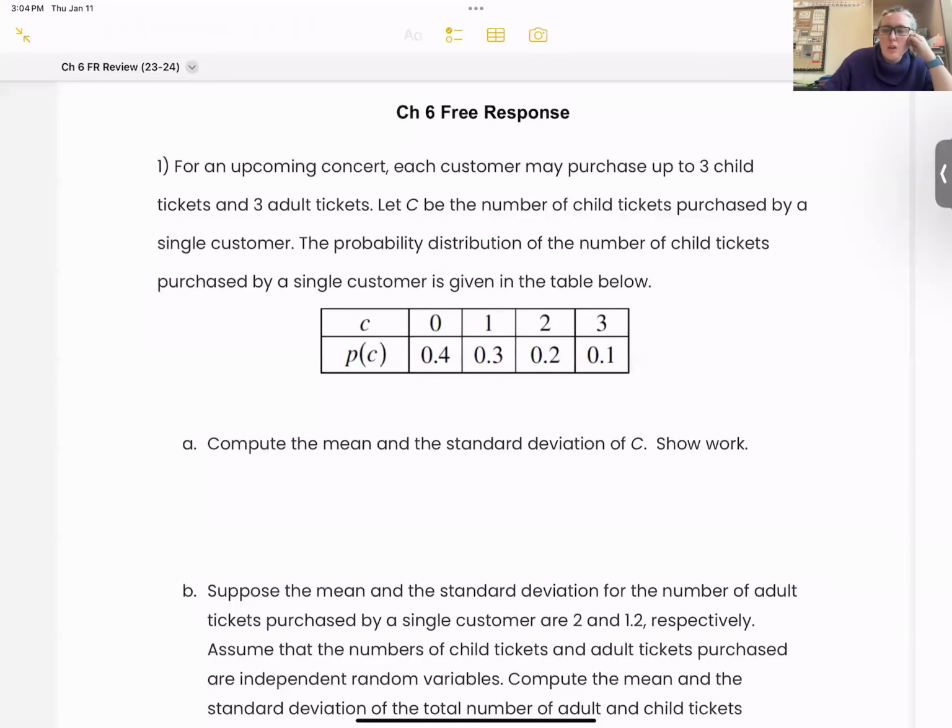This is the video going over the Chapter 6 free response on the review in the year 2023-24. Since I have a bunch of videos, this will help me keep track.